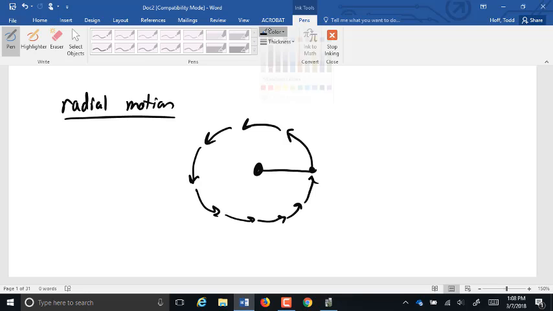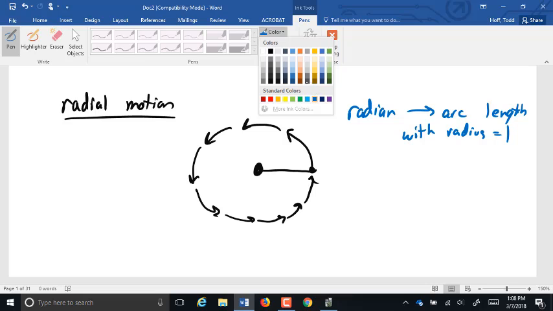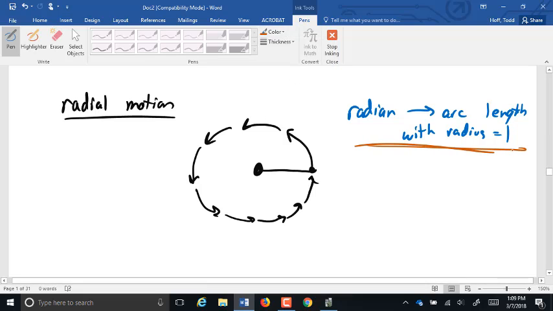The nice thing about that radians per minute or whatever is I can convert that into a linear speed very quickly. Because remember, radians are arc length with a radius of 1. If the radius is not 1, the arc length is simply the radius times the angle in radians.